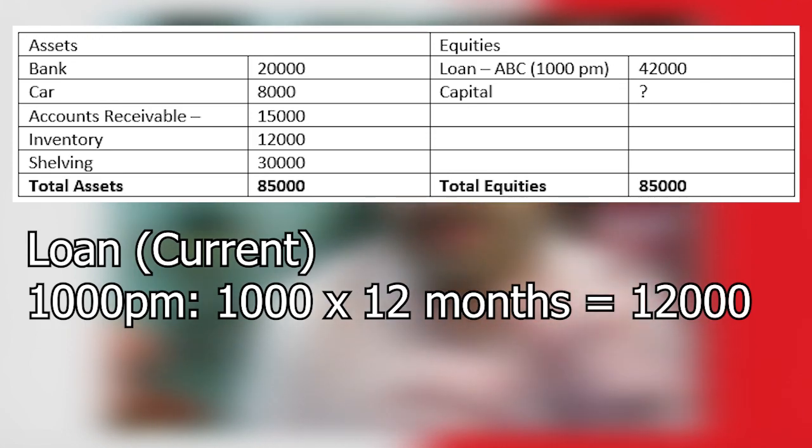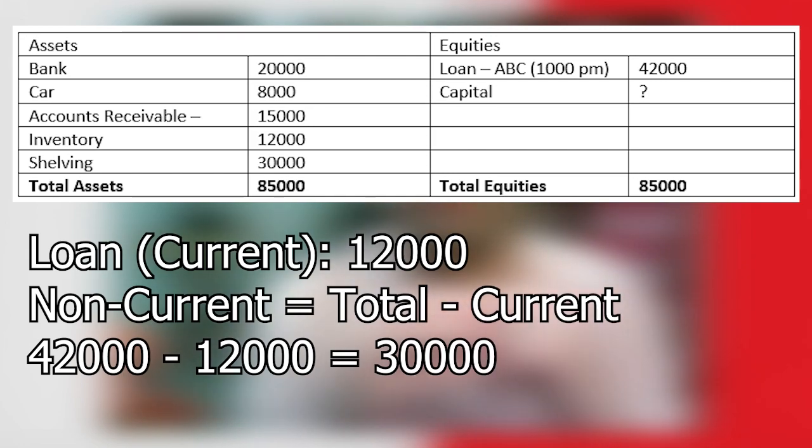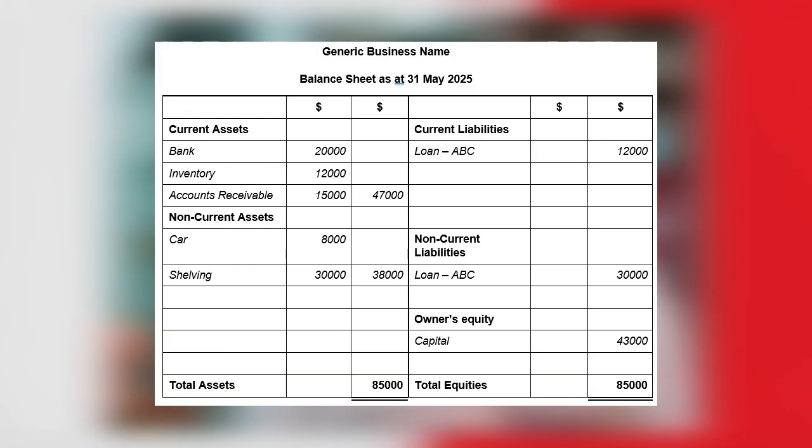And of that 42,000, 12,000 of it is current, 30,000 is non-current. So that means in our balance sheet, in the current section, it's going to say 12,000. In the non-current section, it's going to say 30,000. And then capital is in the owner's equity section as 43,000.